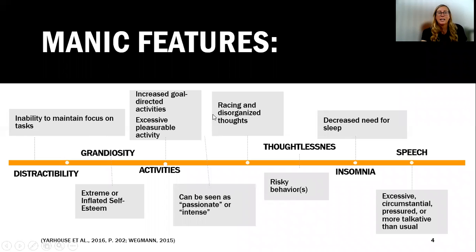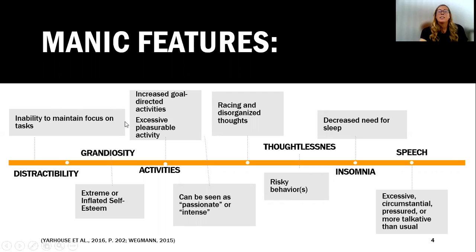Getting into that, we see there are some key features in manic episodes: distractibility, grandiosity. Let me focus on distractibility. When it comes to concentration, someone in a manic episode might really struggle to focus. In fact, they might be extremely goal directed, as you can see in the activities, but they might not be able to maintain the focus on those activities. They might be a little sporadic. They can be seen as very intense or even really passionate.